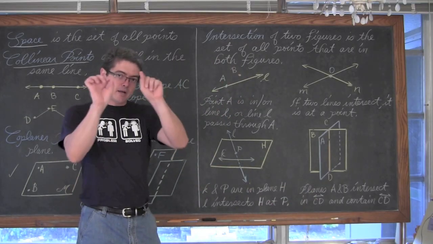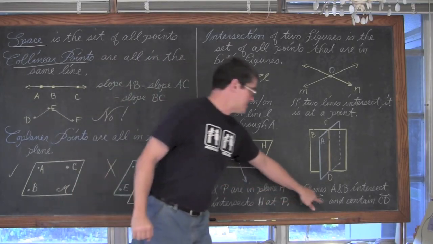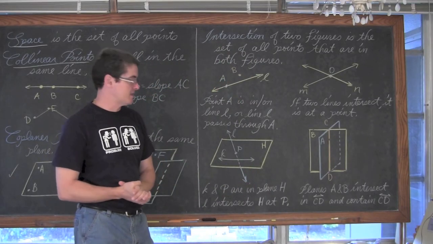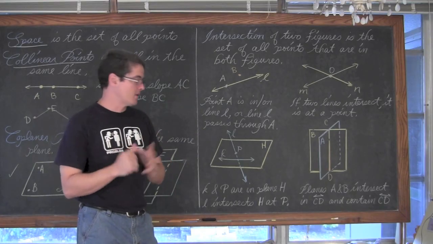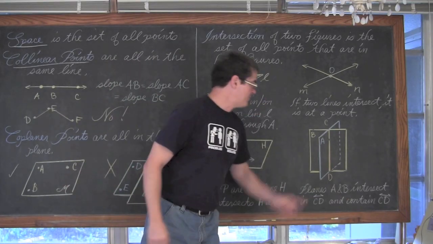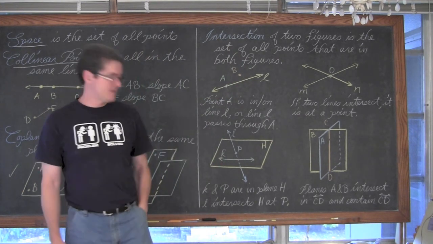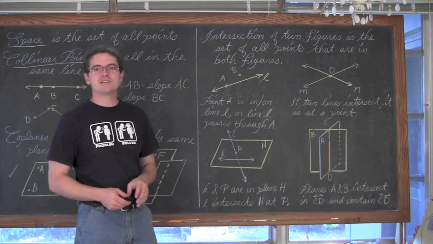Keep that double arrow indicator above the CD. If you don't indicate that, it means something else. It would be the length of a line segment, and we're not measuring length. And both plane A and plane B contain line CD. Hope these definitions are making sense for you.